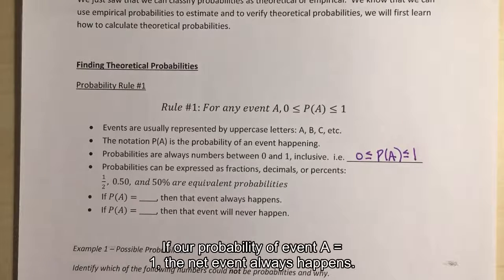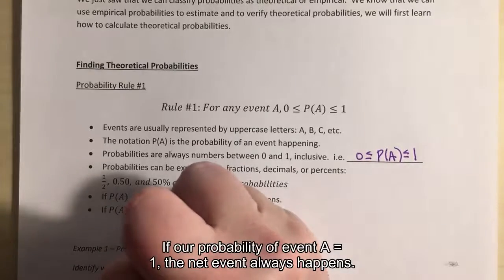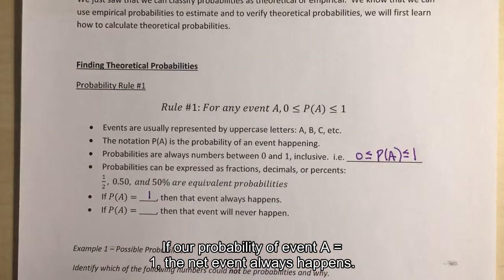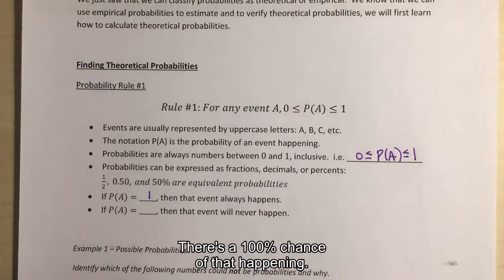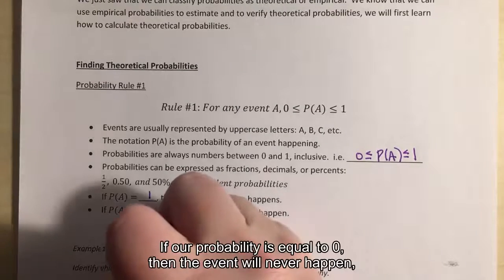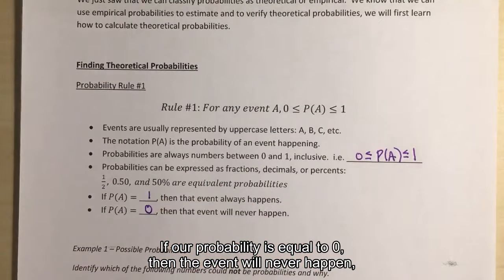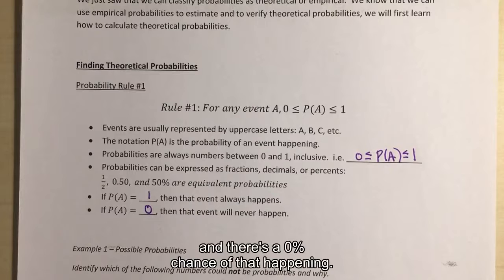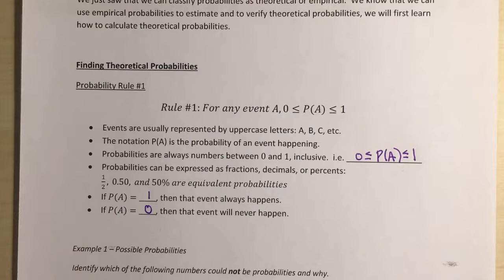If the probability of event A is equal to 1, then that event always happens. There's a 100% chance of that happening. And if the probability is equal to 0, then the event will never happen, and there's a 0% chance of that happening.